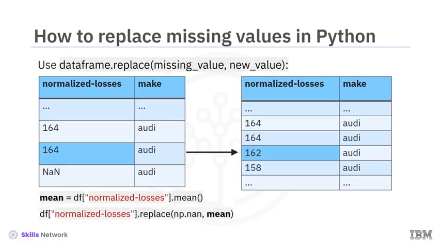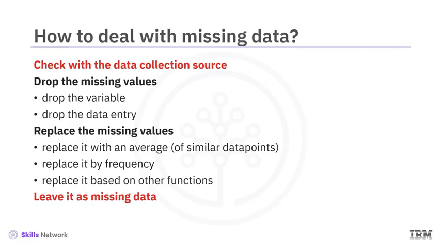Then we use the method replace to specify the value we would like to be replaced as the first parameter, in this case, NaN. The second parameter is the value we would like to replace it with, i.e. the mean in this example. This is a fairly simplified way of replacing missing values. There are, of course, other techniques, such as replacing missing values with the average of the group, instead of the entire data set. So we've gone through two ways in Python to deal with missing data.